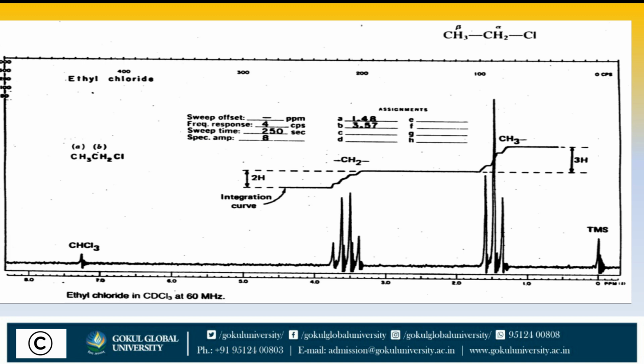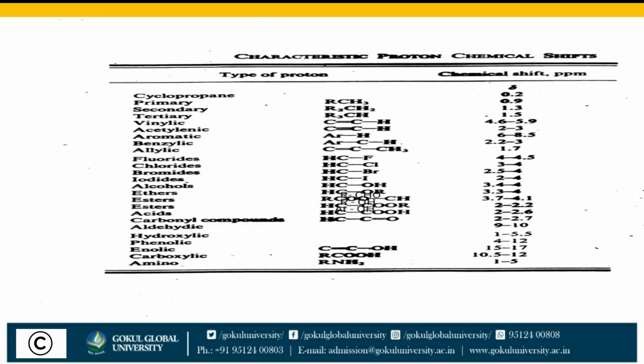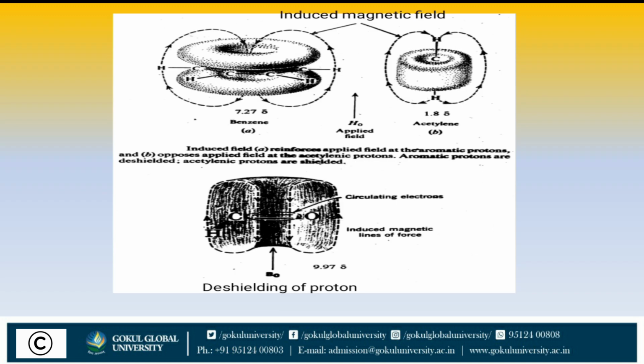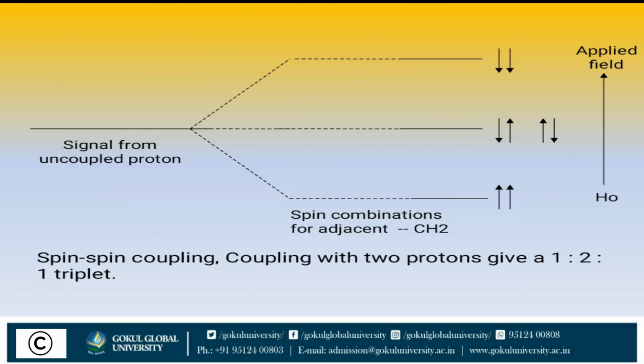Here is the ethyl chloride example. Ethyl chloride means CH3CH2Cl. If the CH2 is A and CH3 is B, for the CH3 group we show the NMR data. So CH3 has 0.9 and CH2 is 1.3. But in our neighboring group, the chloride group is present at 3 to 4, meaning 0.9, 1.3 and 3 to 4. These are three different kinds of values.